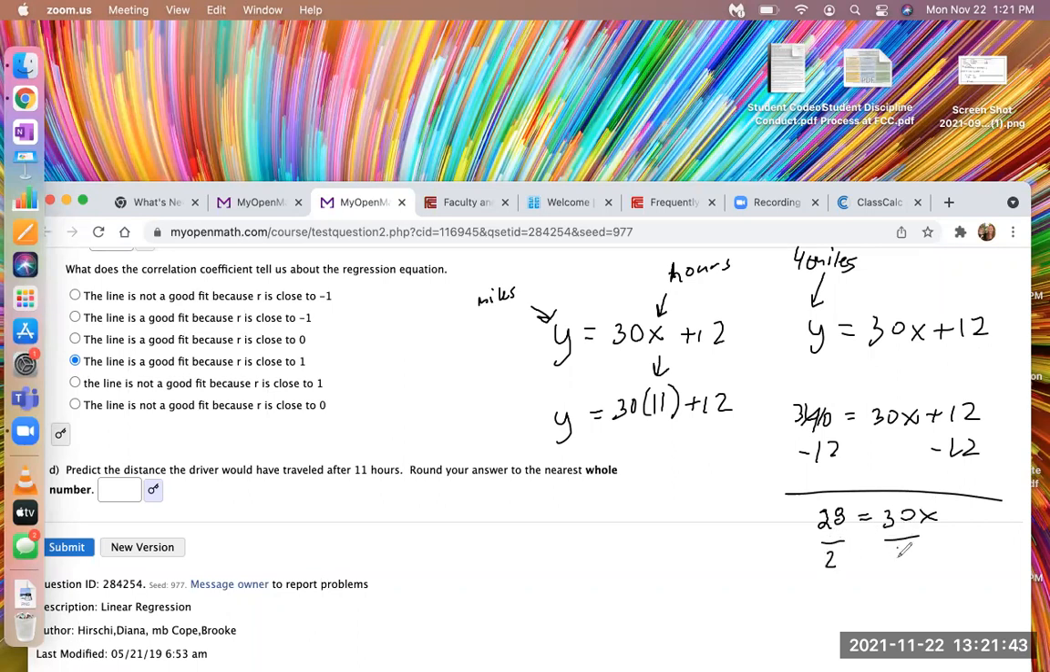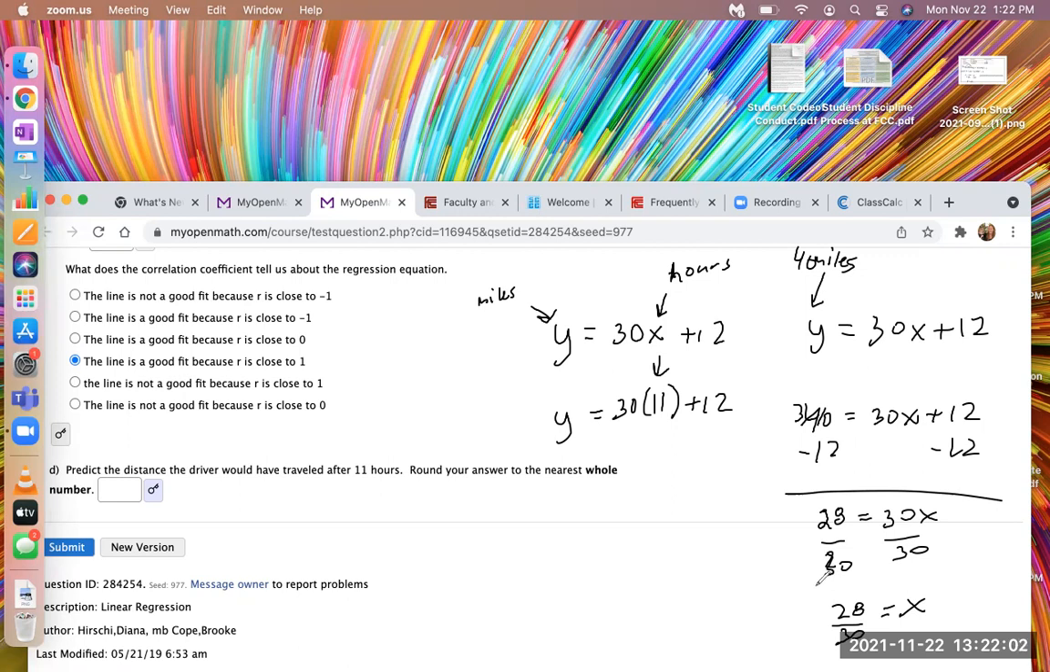Oh wait, you could divide by 30 on both sides. And then get 28 over 30. Okay, so that could be going both ways.